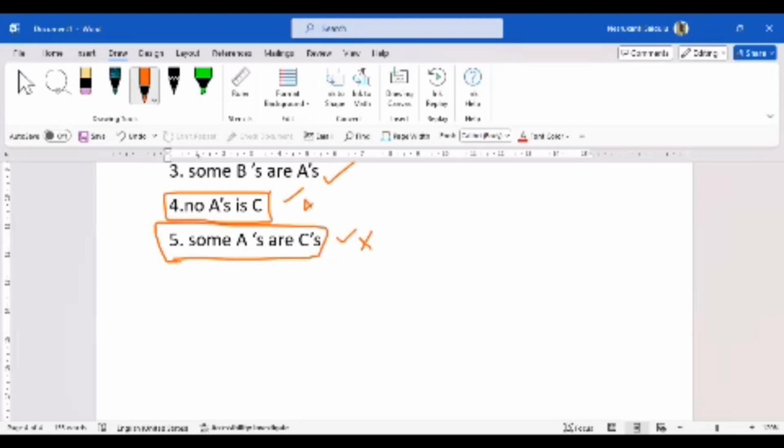The fourth and fifth conclusions are independent statements, independent conclusions. In our next video, we can discuss that.